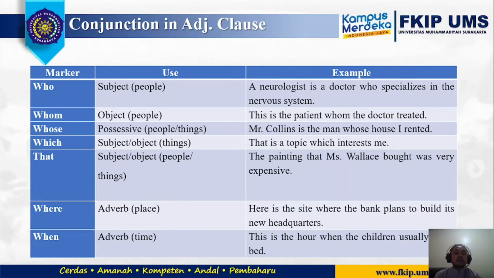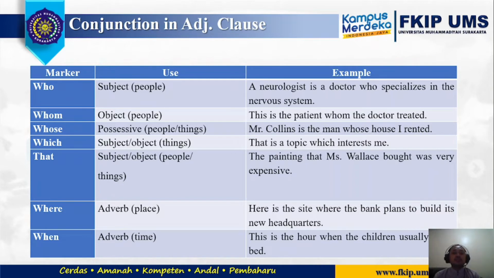And then the next one is which. Which here can usually be used with subject or object, especially focusing on things, not humans, benda, right? That is a topic which interests me. Topic here is a noun, right? Not a person. So that's why the marker that can be used is which, not who, not whom.